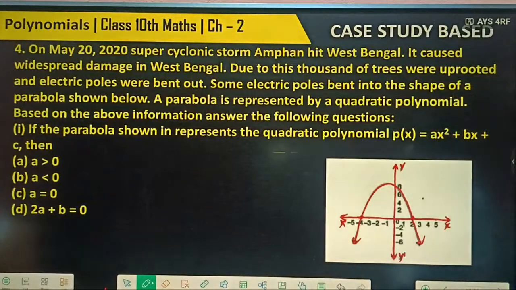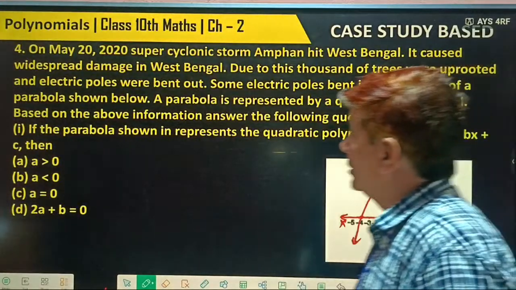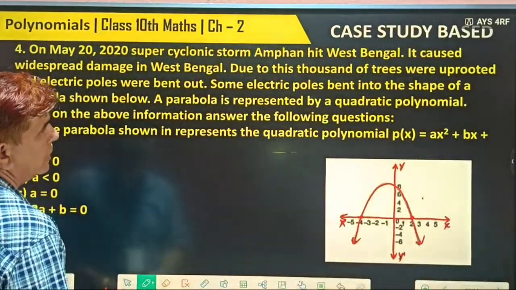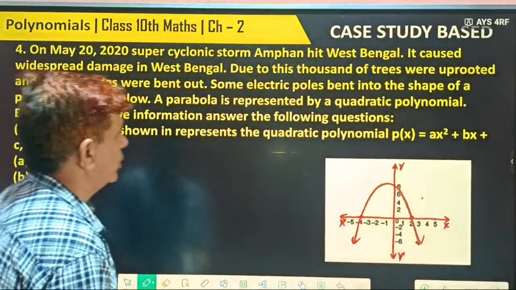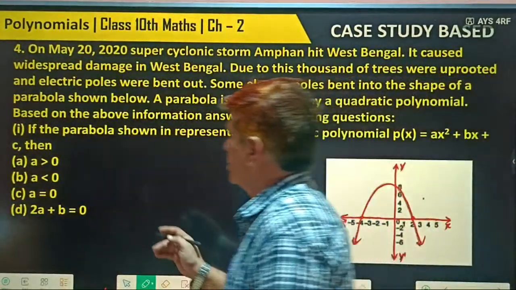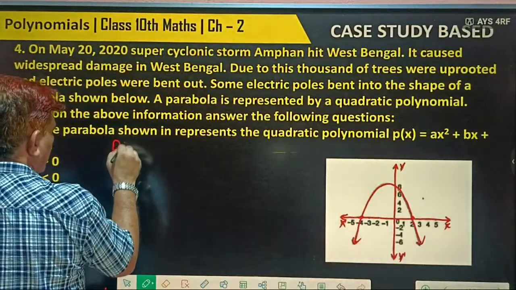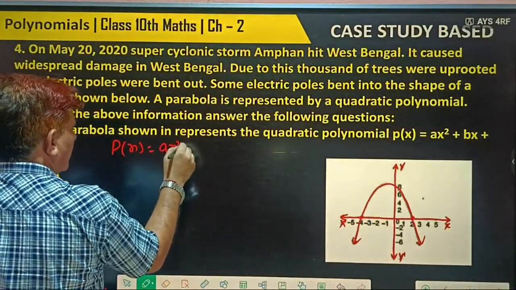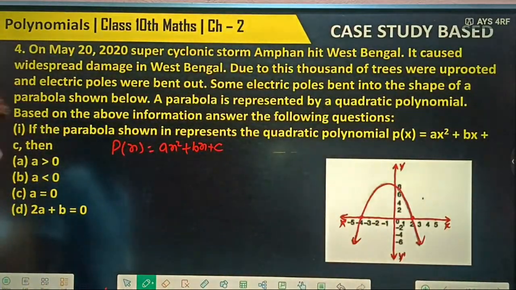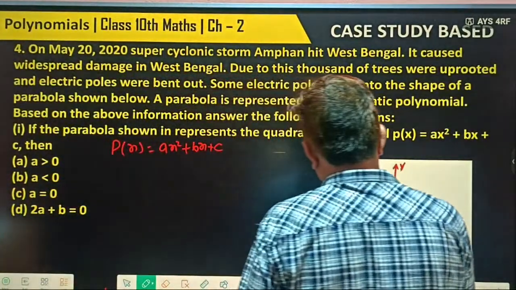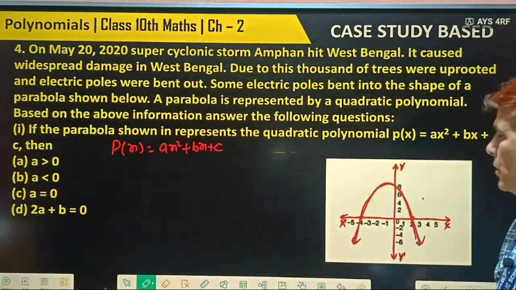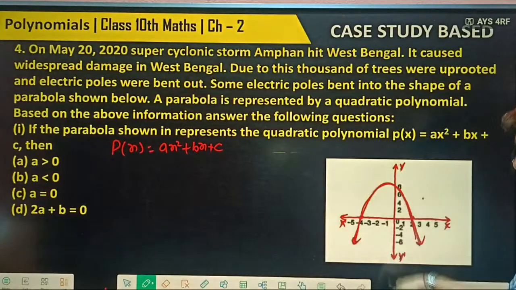Like this. And quadratic, what if the above information is given, and based on the above information answer the following questions. So the following question: what is P of x equal to? Ax square plus bx plus c. This is given. The parabola is like this, downwards, in the negative part of the y-axis.